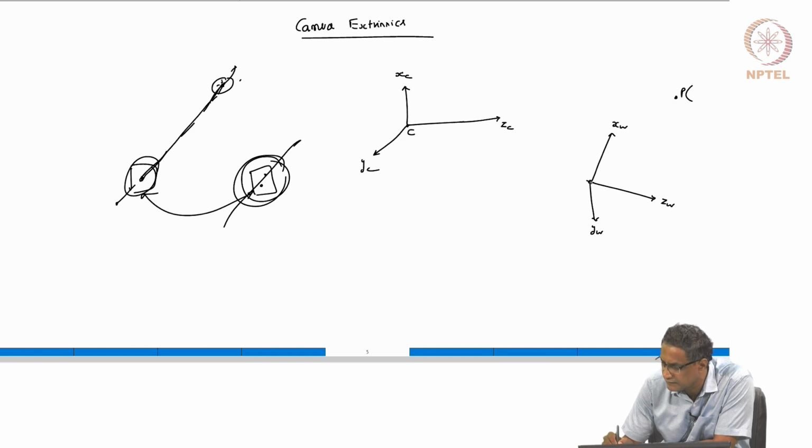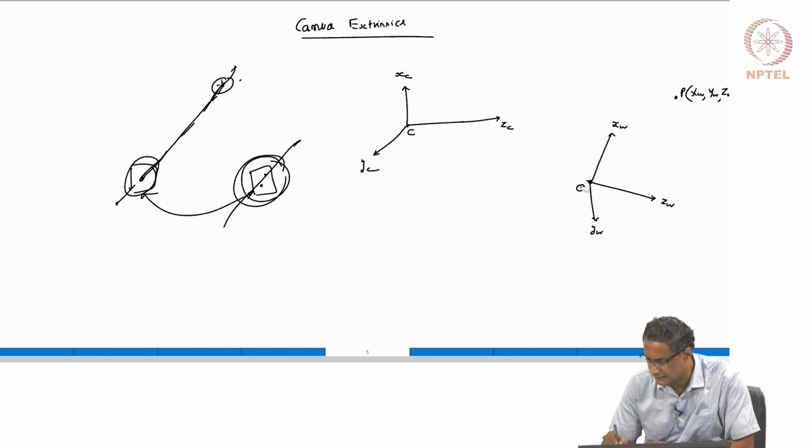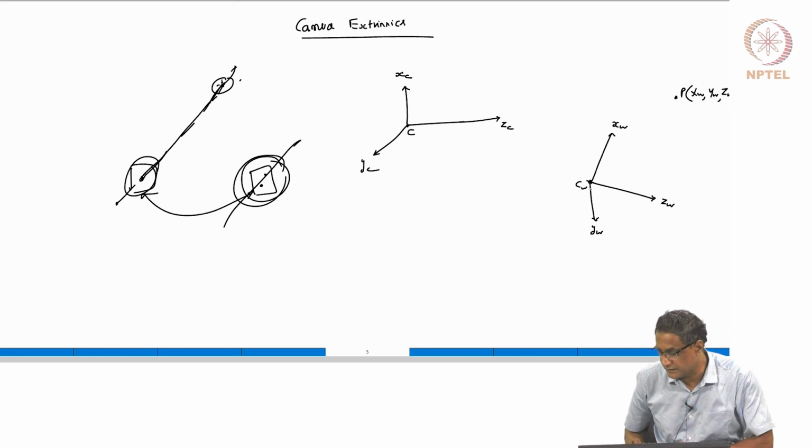So if he gives you the coordinate of this point with respect to XW, YW, ZW, with respect to this coordinate system, let's call this CW. So this is a world coordinate system which is centered somewhere else. This is a world coordinate system with respect to which I know this.